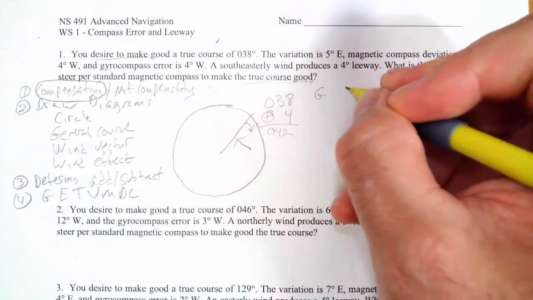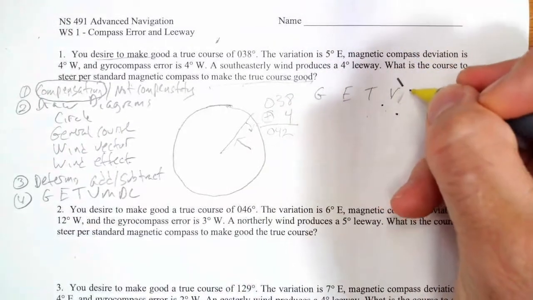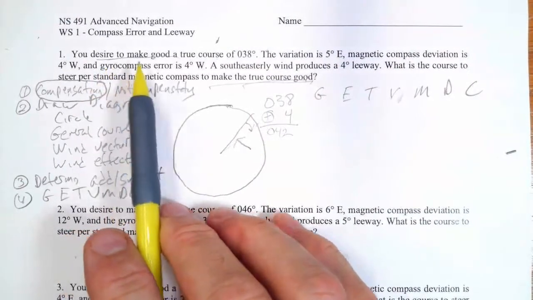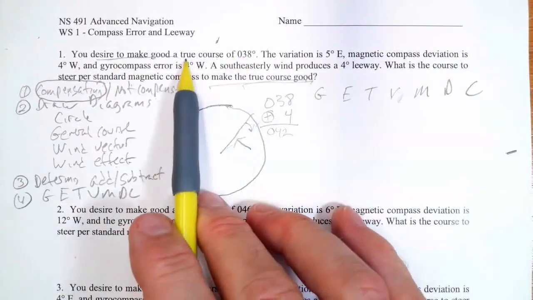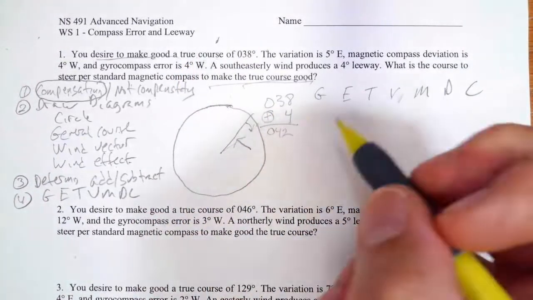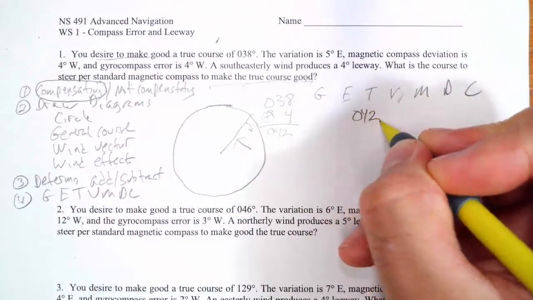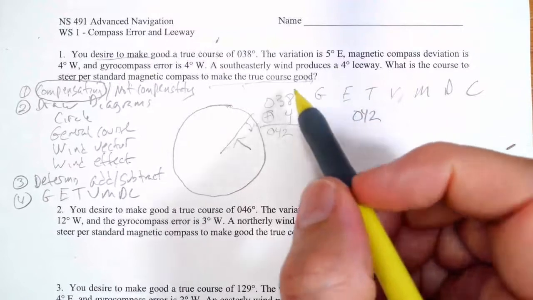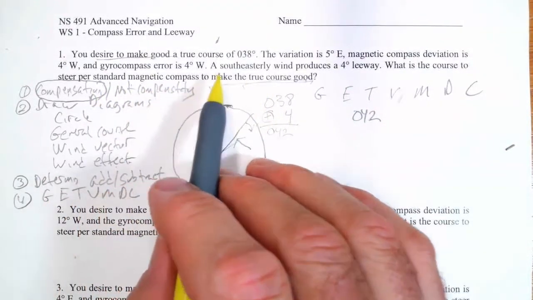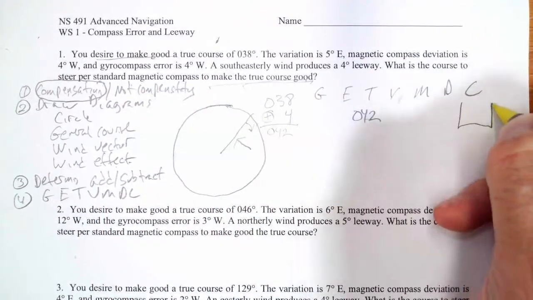Next, I'm going to get TVMDC. So you desire to make course 038 true. So there was a 038 true. With the leeway at 042, where am I going to put that? True. And what course per the standard magnetic compass should I steer to make that true? So really, I want this as my answer.